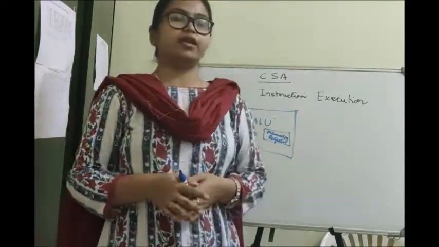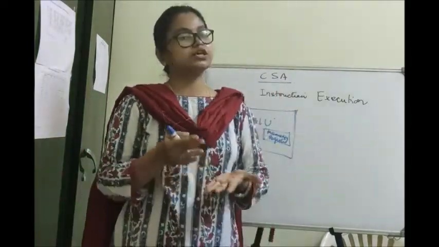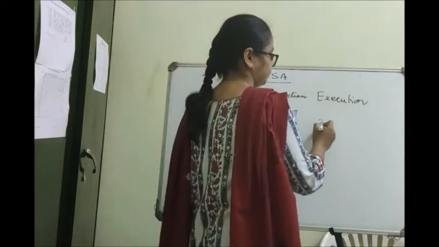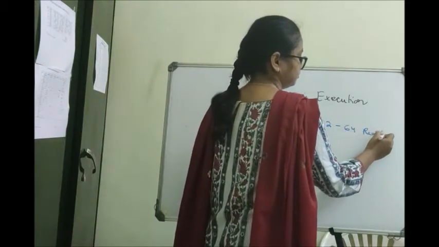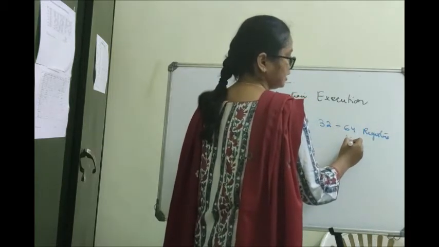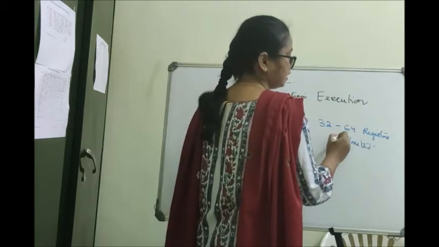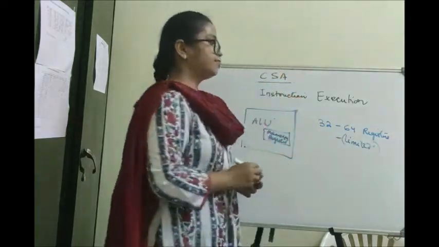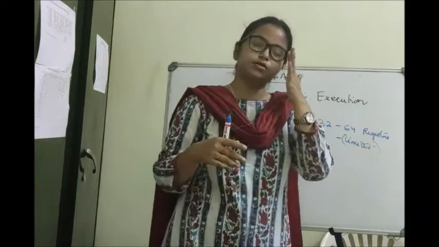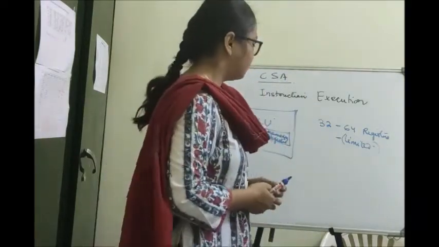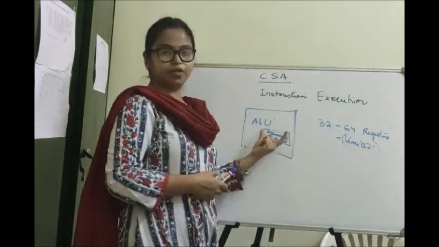So in general, a computer system has 32 to 64 registers. So these are limited. We cannot have unlimited registers. Okay, so it may have 32 or 64 registers. It depends upon architecture to architecture. But ALU has a limited number of registers.